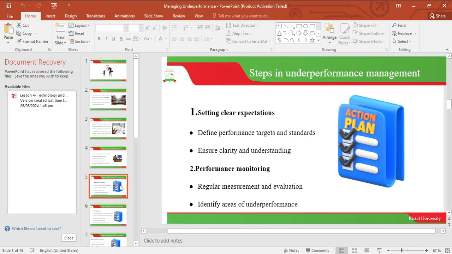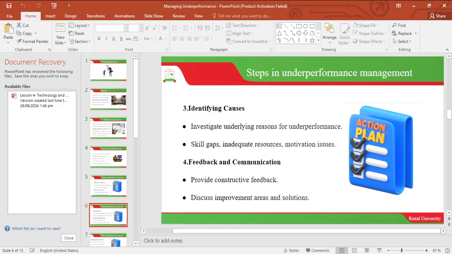Okay. So under performance monitoring, you still need to identify areas of underperformance. I cannot be perfect in everything. Okay, so you need to know where my weakness comes from, so that you can design a strategy to make sure that such a weakness is addressed. So that is step number two of managing underperformance in an organization.